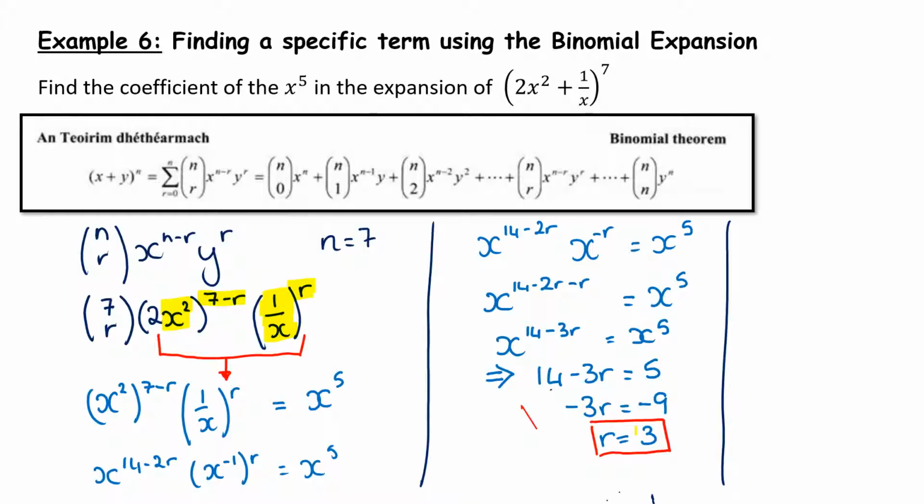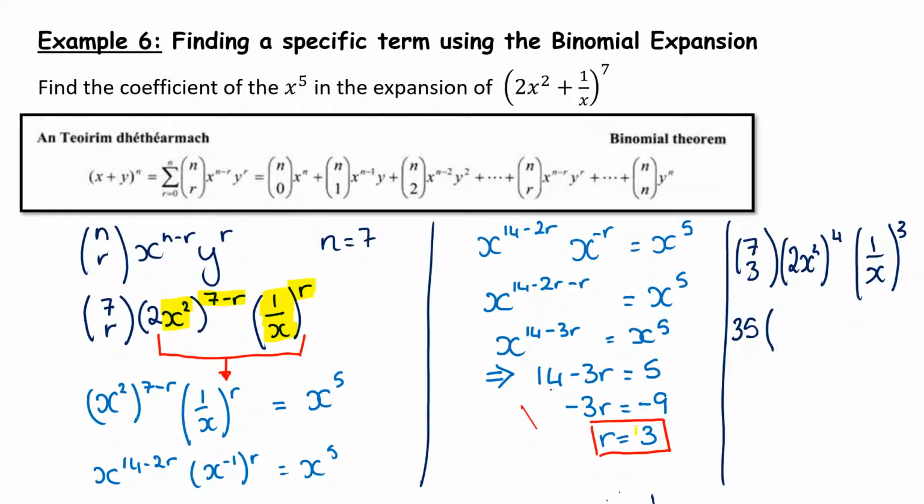So I'll go back to my general term and I'm going to sub in r is equal to 3. So I've got 7 choose 3, 2x squared to the power of 7 minus 3, so that's 4, 1 over x to the power of 3. And I'm going to do a little bit of work on that.